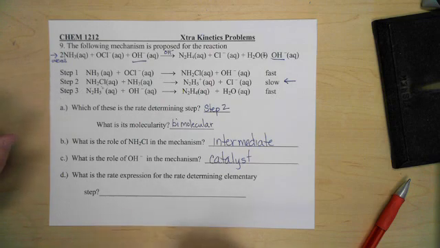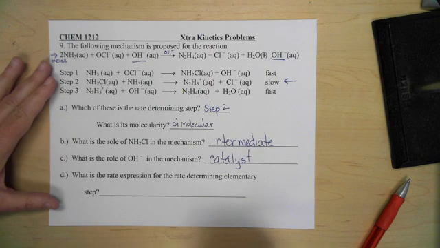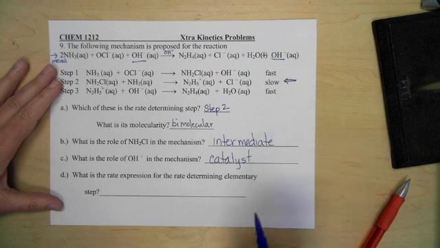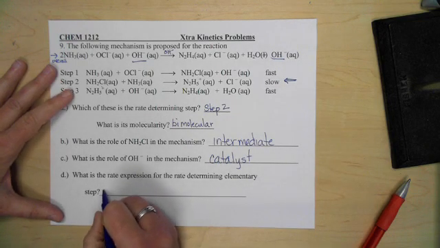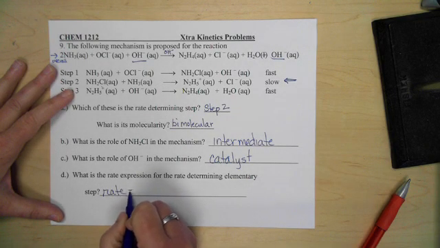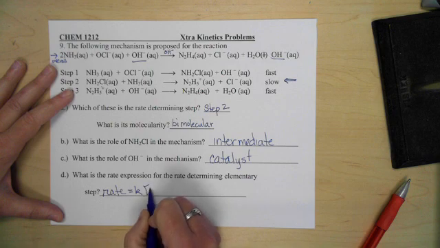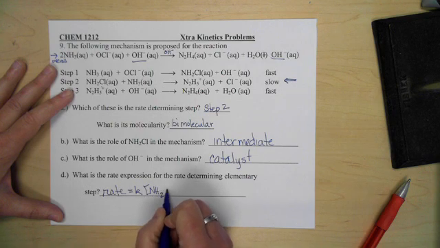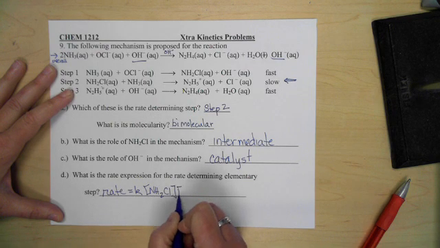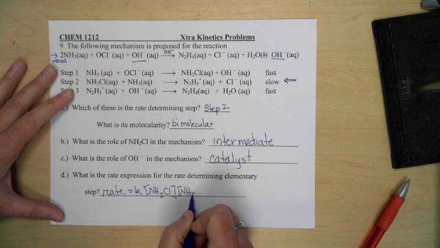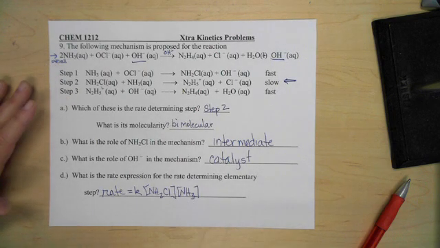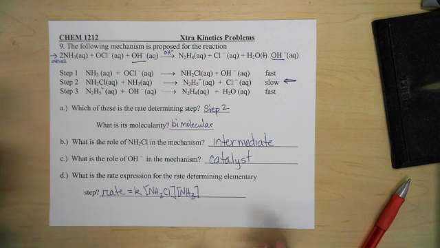Then again, what is the rate expression for the rate determining elementary reaction? Again, we're back to our slow step, which means rate is equal to K times NH2Cl times NH3. And we have now identified all the pieces part in a second mechanism.